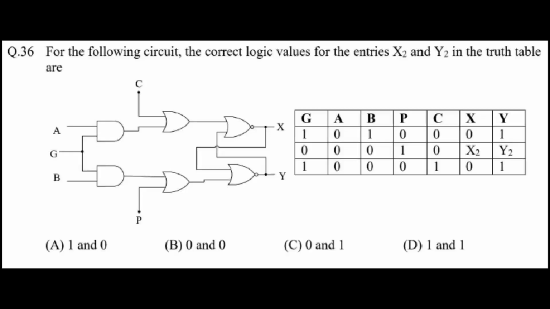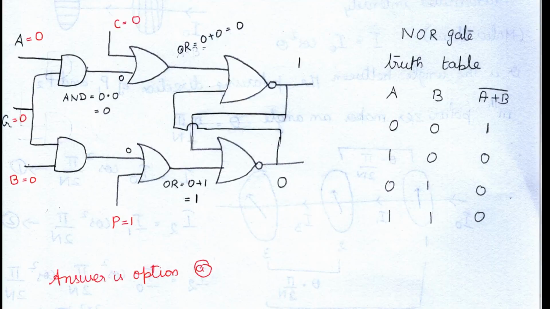For the following circuit, the correct logic values for the entries x2 and x1 in the truth table are. In this question, they have given a logic circuit and they have asked us to find the outputs x2 and x1. They have given a truth table for some of the options of the input, and we need to find the value of x2 and x1 in the given truth table.